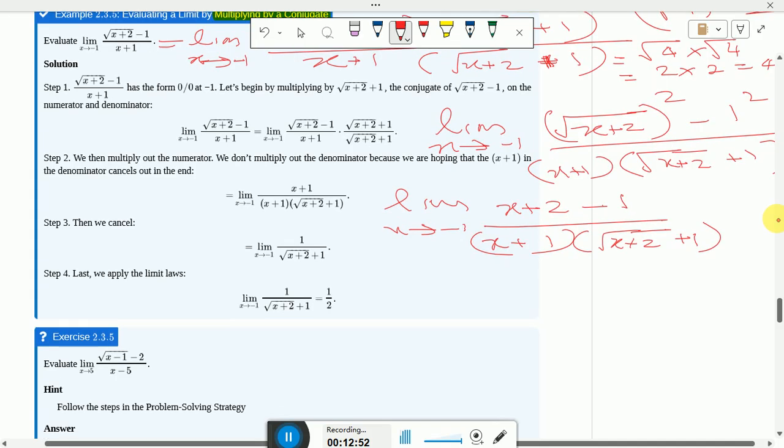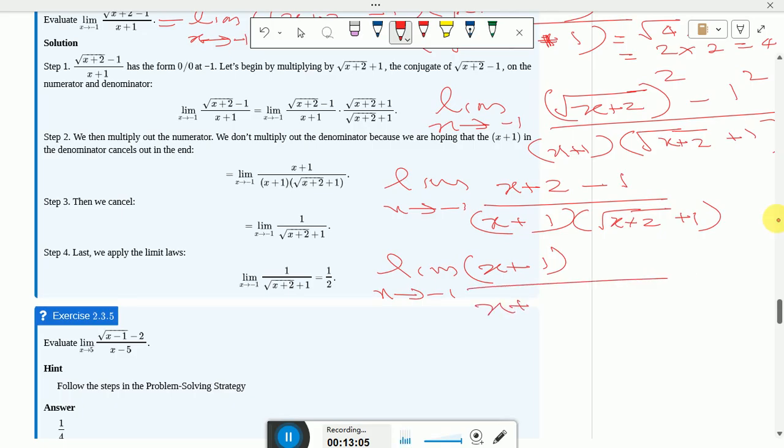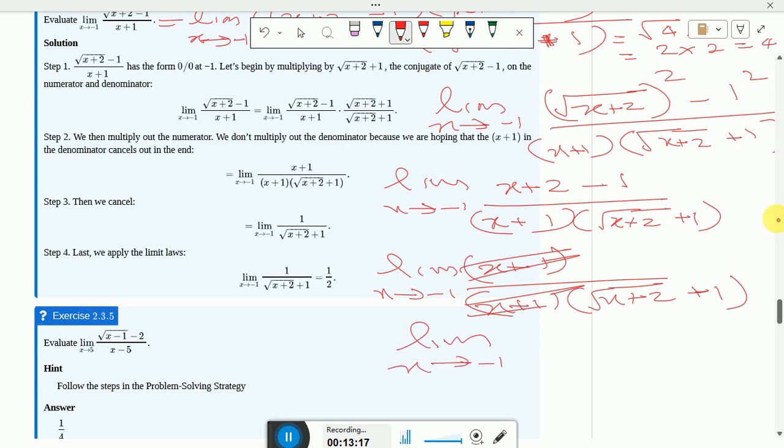Now we can write limit x approaches minus 1. Here x plus 2 minus 1 gives x plus 1, over x plus 1 into square root of x plus 2 plus 1. Here we can cancel x plus 1 on both sides. So now what will happen? Limit x approaches minus 1 of 1 over square root of x plus 2 plus 1.